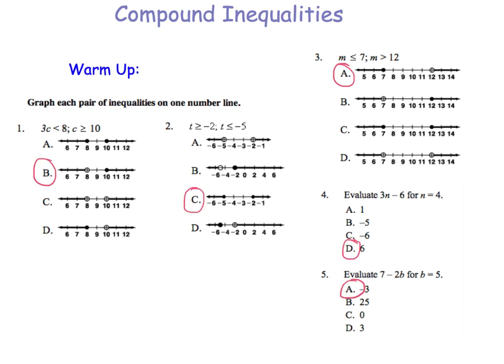And those were actually quite straightforward, but a good review of open circles and closed circles. And for number 1, I'm not totally sure why that 3 is there. I just ignored it, assumed it was C is less than 8.